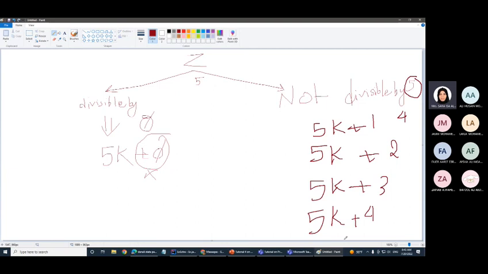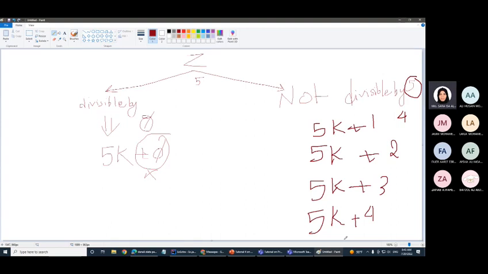خلنا ناخذ example على هاي. 1 is divisible by 5? No. It's 5 times 0 plus 1. 2 divisible by 5? No. It is 5 times 0 plus 2. 3 divisible by 5? No. 5 times 0 plus 3. 4 divisible by 5? No. It's 5 times 0 plus 4. 5 divisible by 5? Yes. 5 times 1. No remainder.